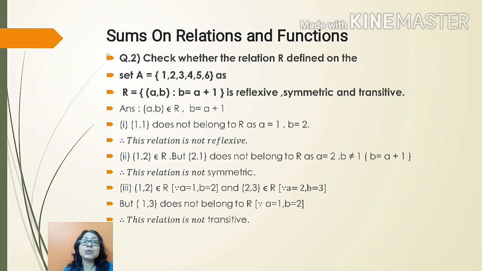Then (1, 2) belongs to the relation, as if a is 1, then b is 1 plus 1 is 2. But (2, 1) does not belong to the relation R. Why? Because if a is 2, the second element of the ordered pair should be 2 plus 1, which is 3. But here it is 1. So this relation is not symmetric. And the third part, (1, 2) belongs to the relation, also (2, 3) belongs to the relation, but (1, 3) does not belong to the relation. So this relation is not transitive.